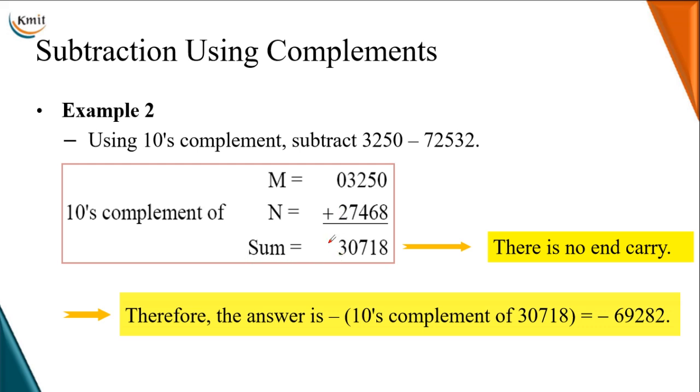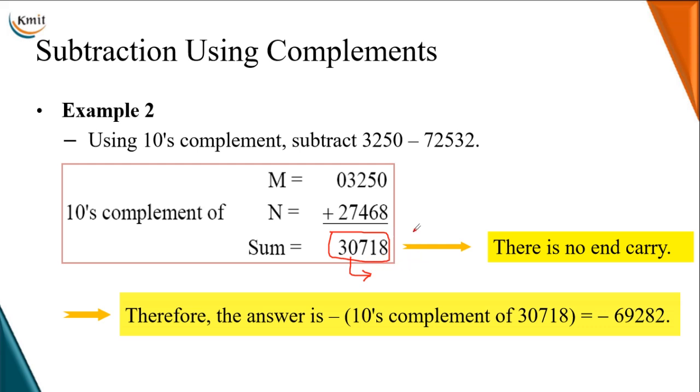So the summation doesn't generate a sixth digit, which would be an extra digit. This signifies the result is itself in tens complement. Since my subtrahend is greater than my minuend, I obtained a negative difference. So we assign a negative sign in front of the difference, and the summation is itself in tens complement.